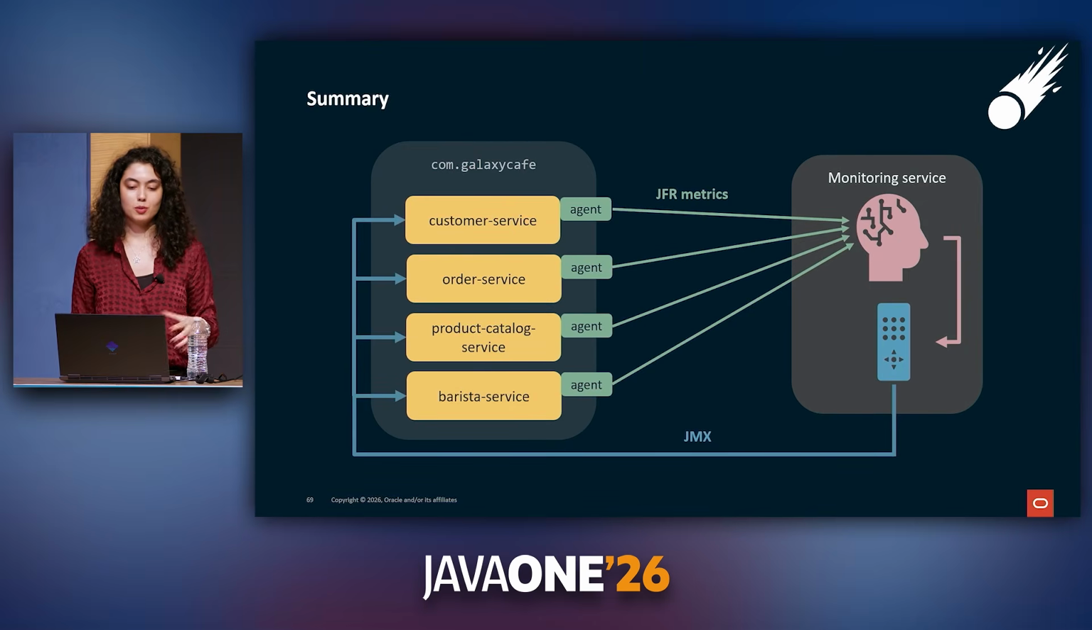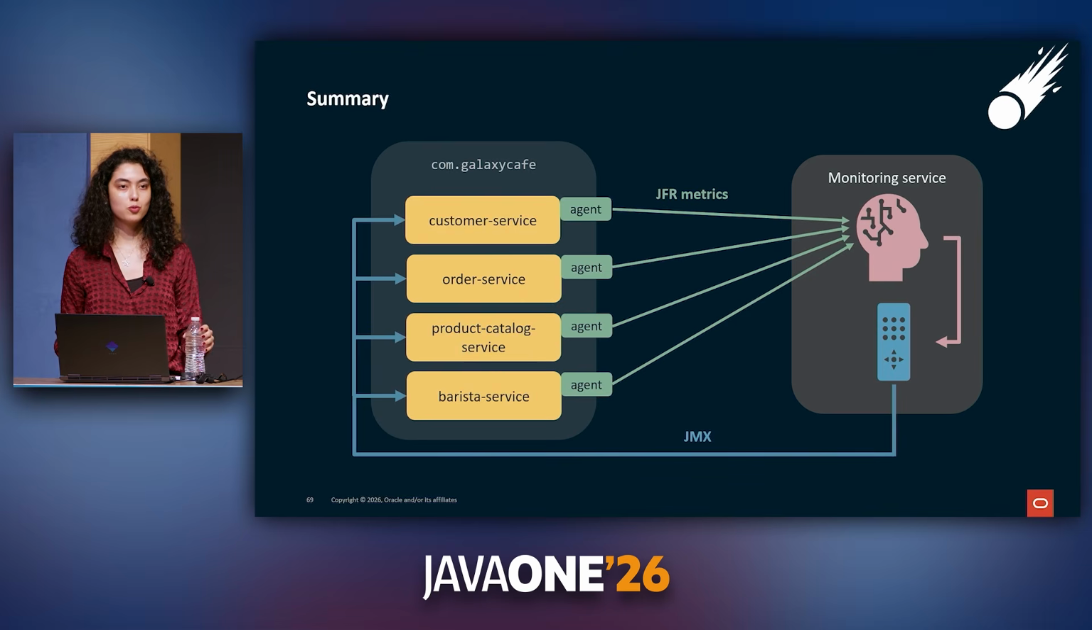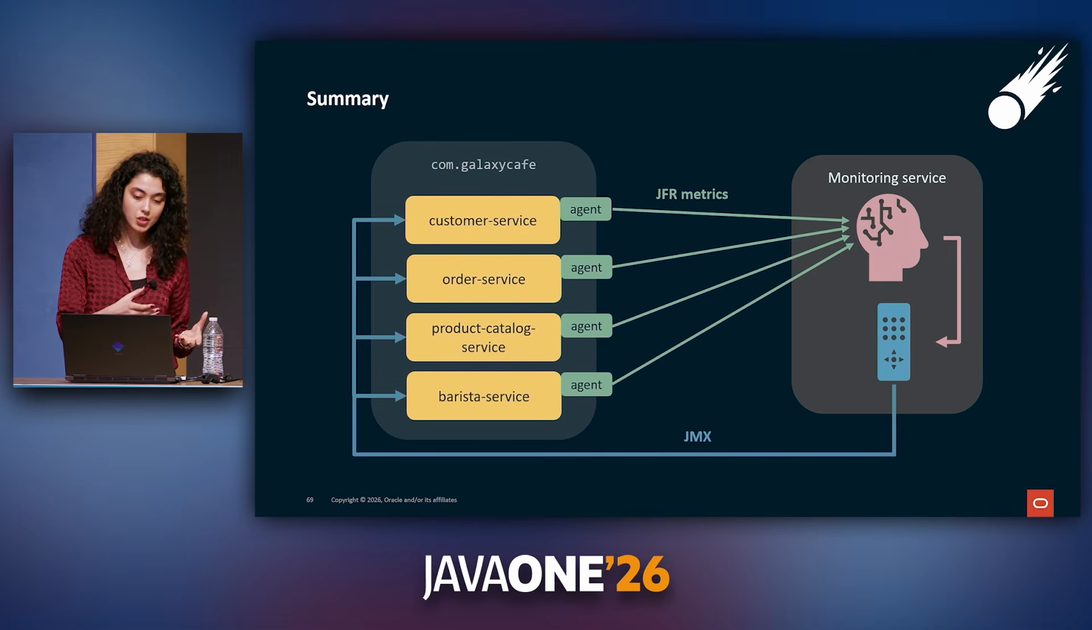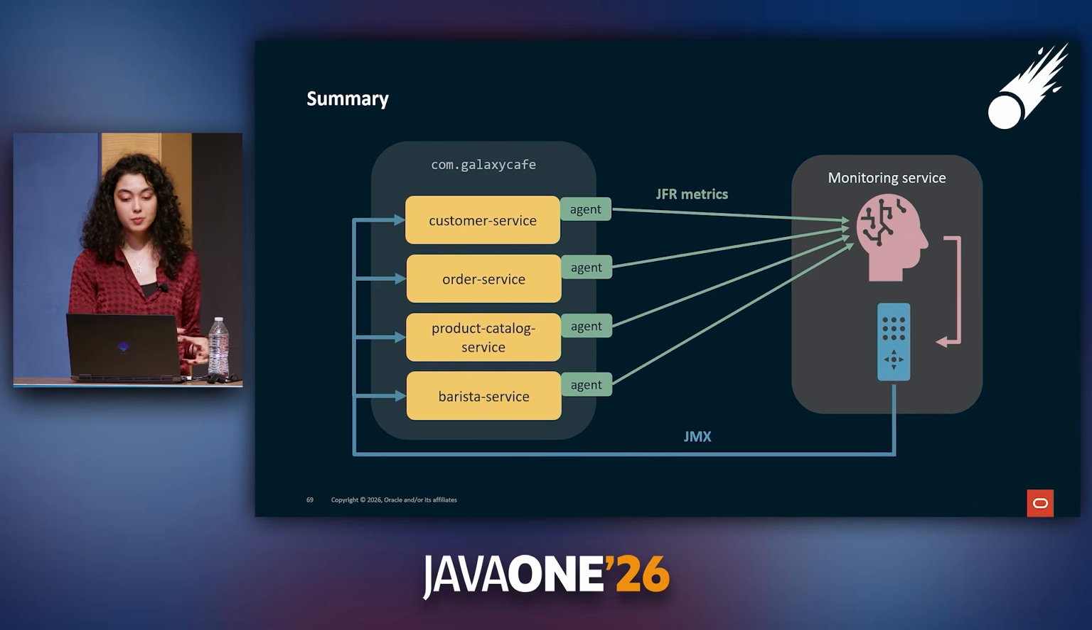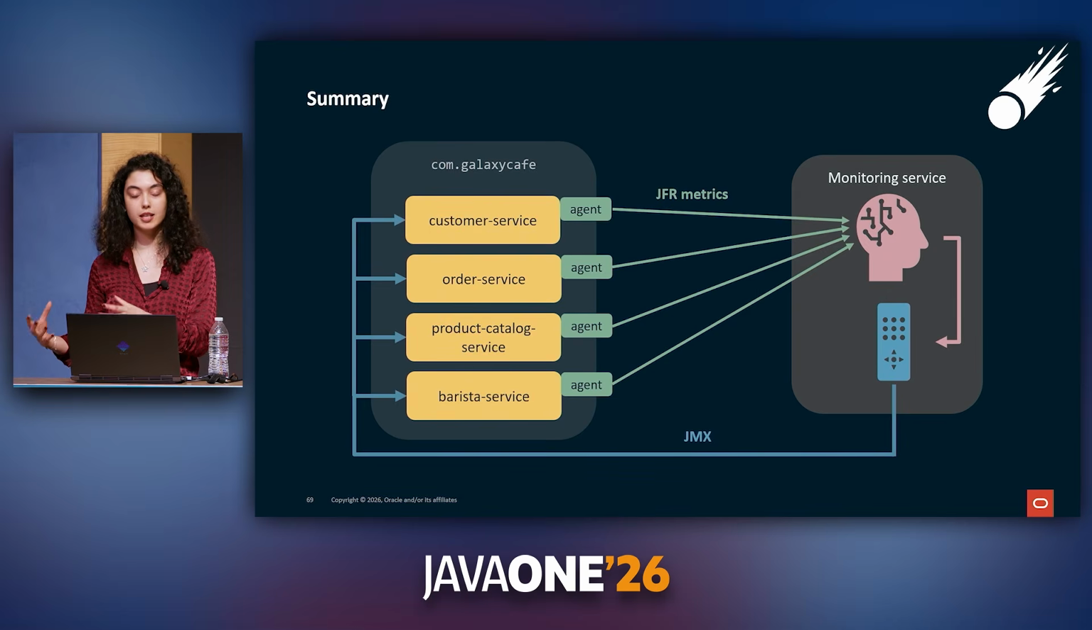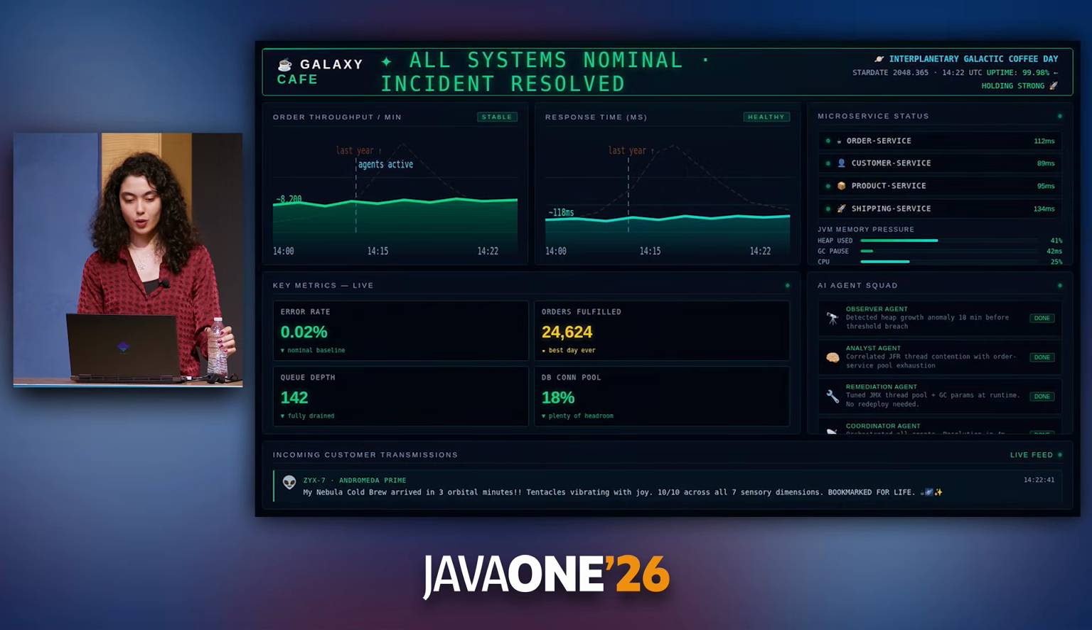So this is the overall picture of what we have done today. We have the microservices, we use the Java agents to start the recording, and we stream the JFR events to the monitoring service. We use agents, and then we use JMX to change things on the microservices at runtime. And finally, the dashboard looks nice. It is green. Green is a good color if you're a programmer.